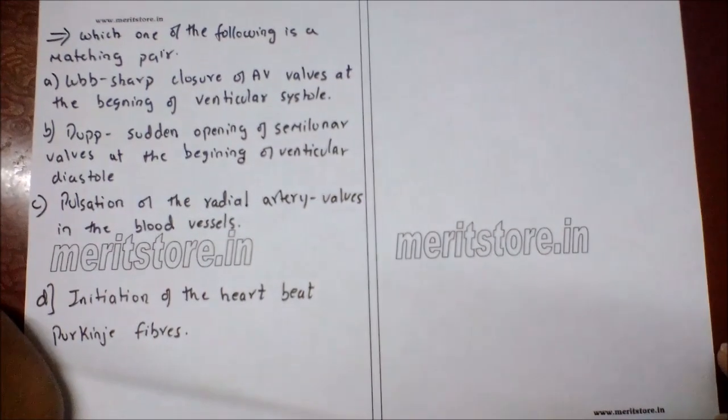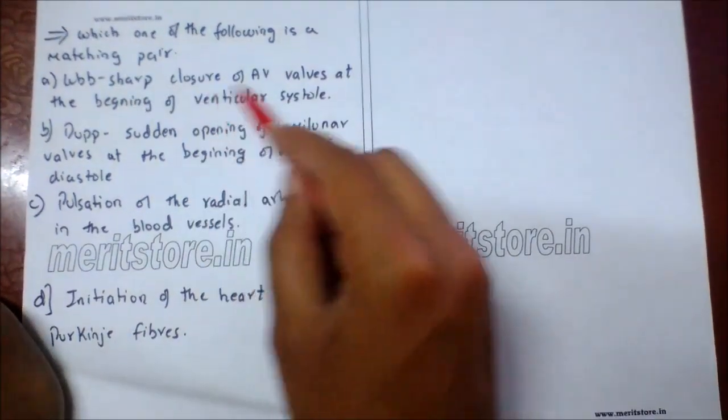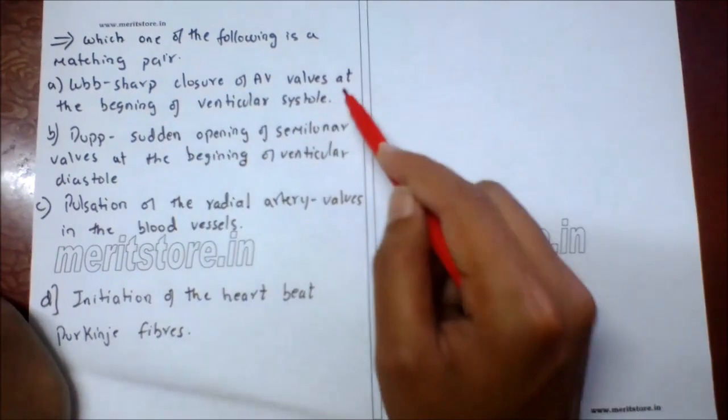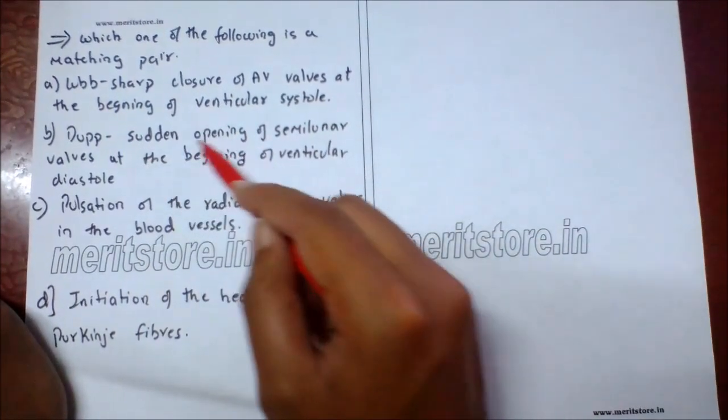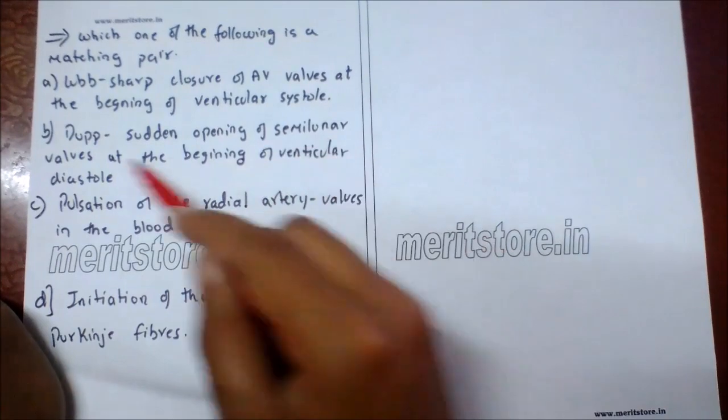Which of the following is a matching pair? Lub, sharp closure of AV valves at the beginning of the ventricular systole. Dub, sudden opening of semilunar valves at the beginning of ventricular diastole.